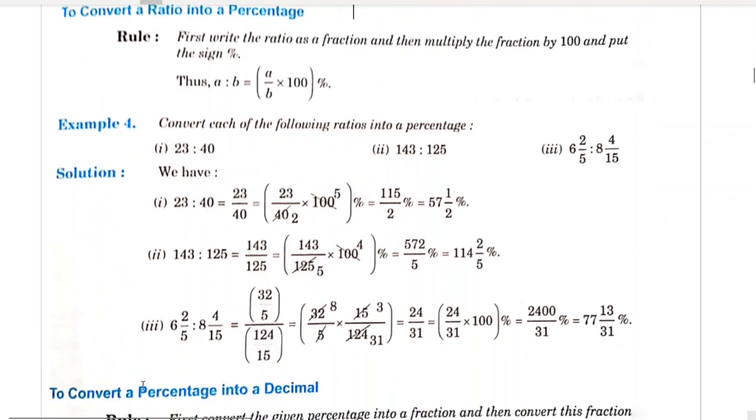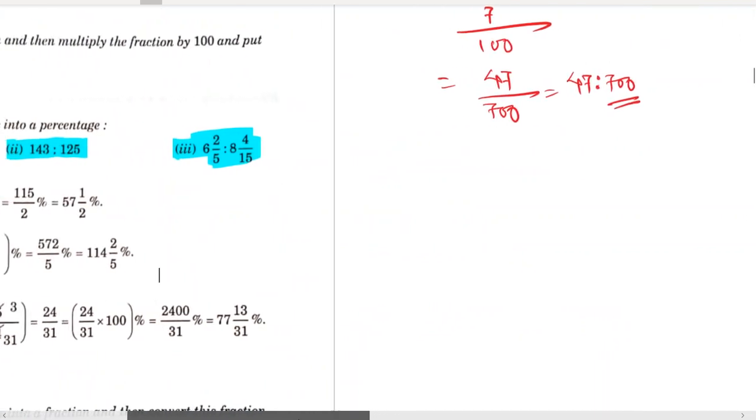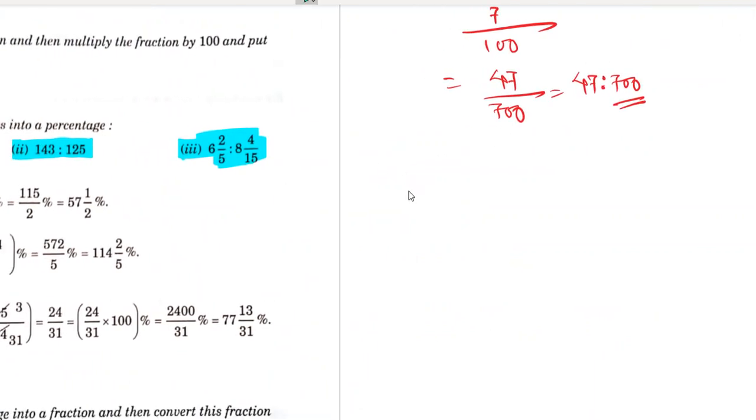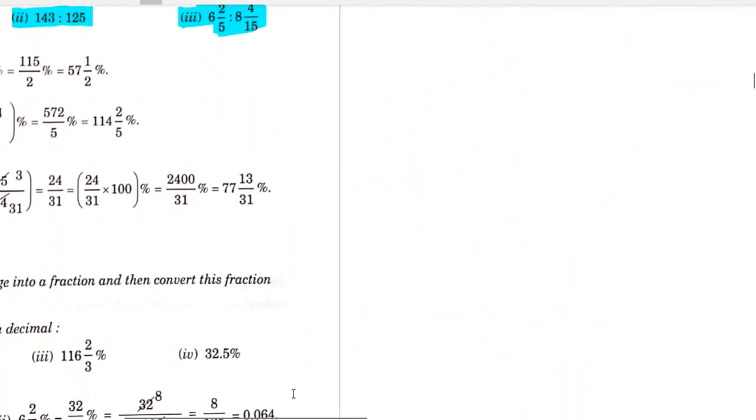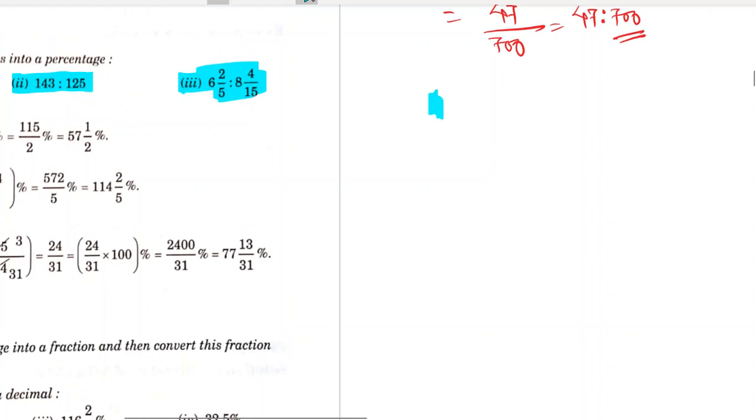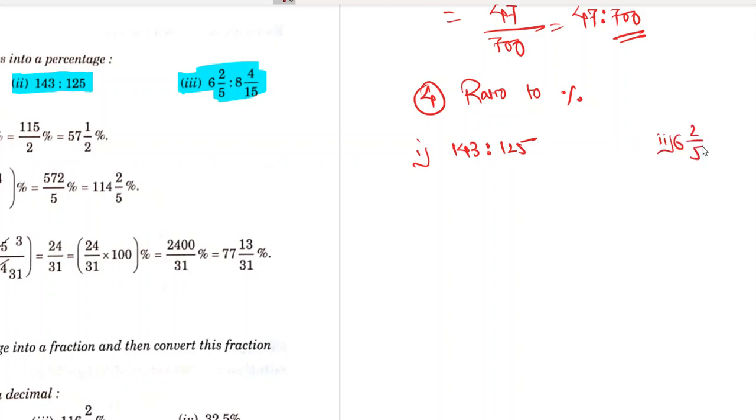Convert ratio into percentage. Okay, let's take two examples here as well: 143 is to 125, and 62 by 5 is to 84 by 15. Let me just write it over here. The next skill, that is skill number 4, ratio to percentage. The first one is 143 is to 125, and the second one is 62 by 5 is to 84 by 15.